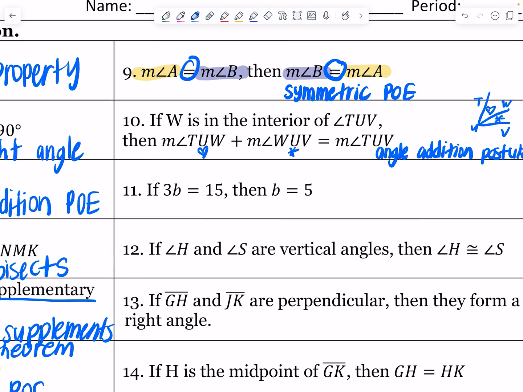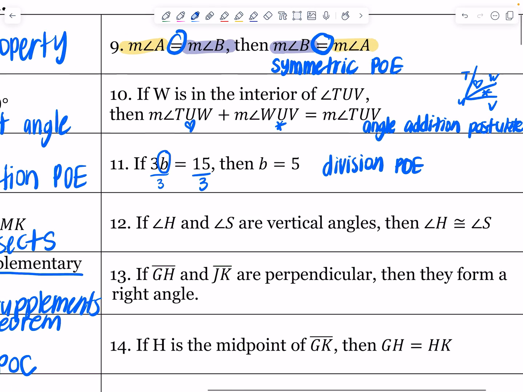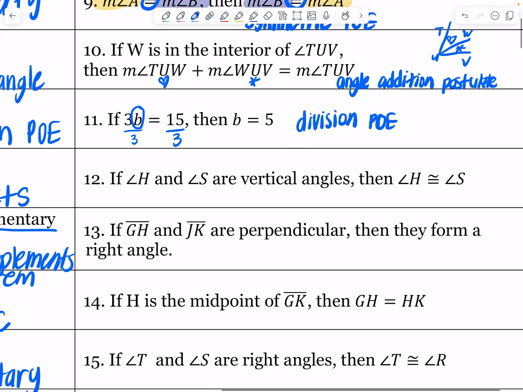Okay, now let's look at this next one. If 3b equals 15, then b is 5. How would you solve for b? What do you do on both sides? We would divide by 3 on both sides, and then it would give me b equals 5. So what is that called? That is our division property of equality. I divided by the same amount on each side to solve for b.